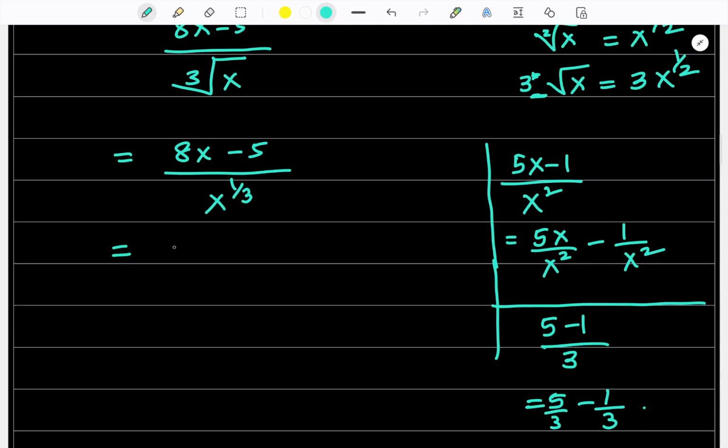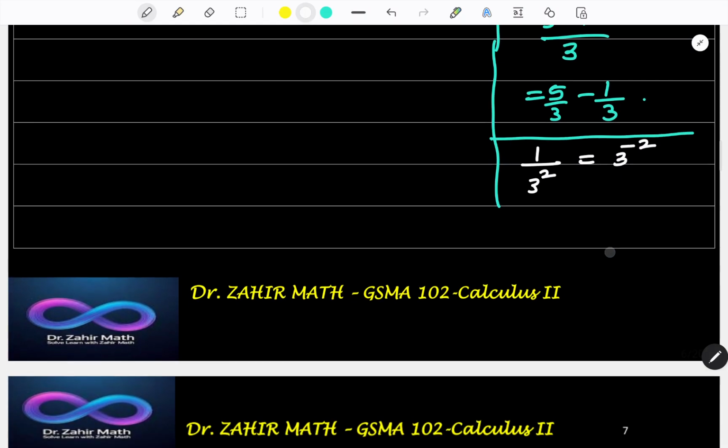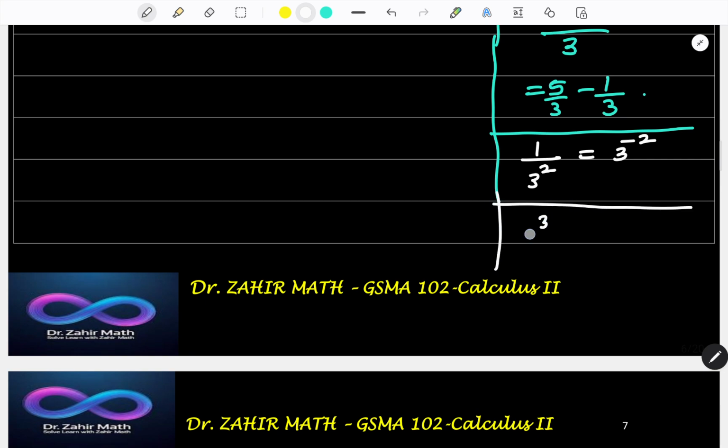Same idea I'm going to follow. 8x divided by x to the power of 1 by 3 minus 5 divided by x to the power of 1 by 3. Okay? Right. Now I'm going to use the next rule. What is the next rule? Suppose you have 1 by, let's say for example, 3 square. Can we write 3 power minus 2? Yes. Suppose I have like this, for example, 3 divided by 3 square. This I'm going to write it as 3 power 1 minus 2, because this 2 comes up. Why? The base is same. If the base is same, I can do this kind of operations.